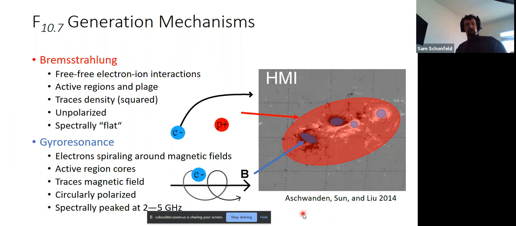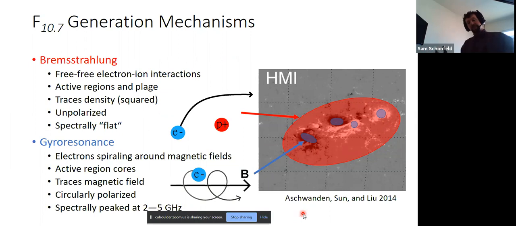So the issue with these mechanisms and using F10.7 as an EUV proxy is that the bremsstrahlung component of F10.7, this collisional emission process, correlates very well with extreme ultraviolet because EUV lines are generated through collisional excitation. The gyroresonance component, there's no magnetically activated EUV emission. So the gyroresonance component of F10.7 does not correlate in amplitude. It does with time, but not in amplitude with EUV emission.